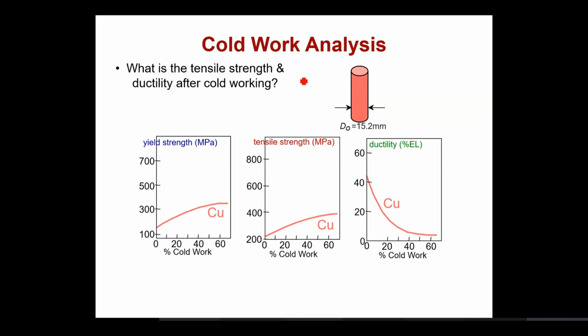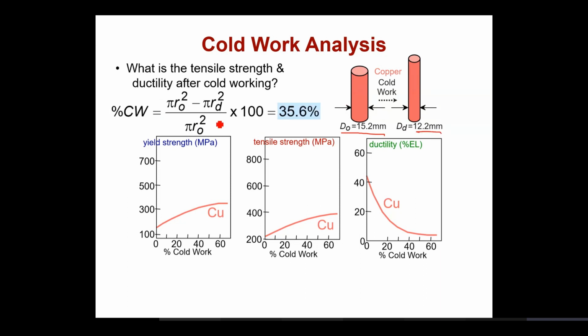If we talk about copper and we say that a copper rod initially having a diameter of 15.2 mm is cold worked to 12.2 mm, the percentage cold work is initial area minus final area divided by initial area, and the percentage cold work comes out to be 35.6%. So for a cold worked copper sample having this much cold work performed onto it, what is the yield strength, what is the tensile strength, what is the ductility?